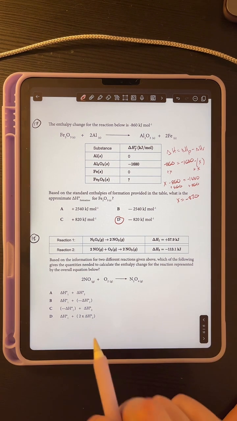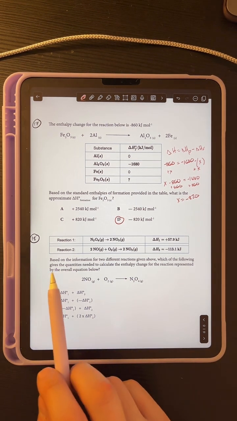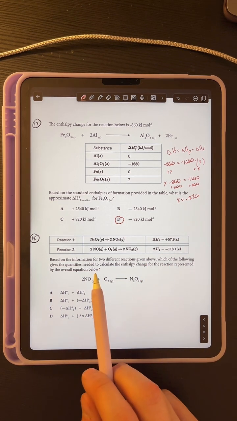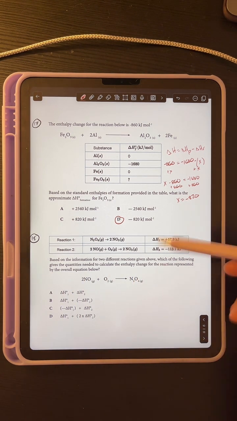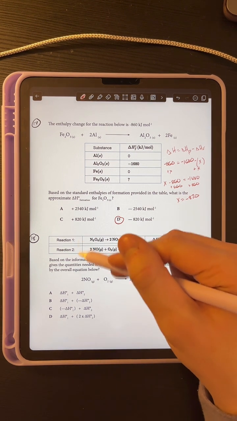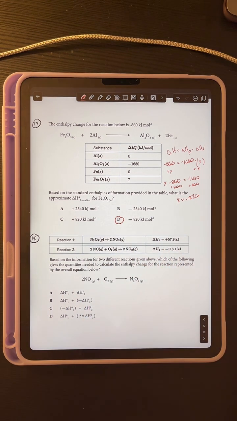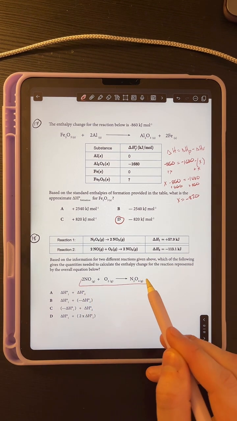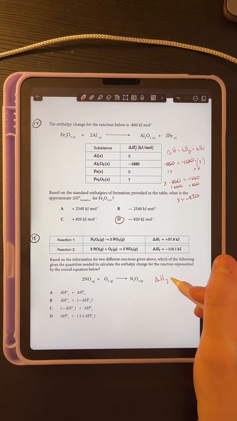It's so fun. Okay, we're on to 18. We got 3 more multiple choice, and then we'll get to some free response. Based on the information for 2 different reactions given above, which of the following gives the quantities needed to calculate the enthalpy change for the reaction represented by the overall equation below? This is all Hess's law, right? We're going to take our 2 reactions that were given and manipulate them. We're either going to flip them around or multiply by a value, whatever it may be, and we want to end up with this overall reaction here. And then we want to figure out the delta H, so essentially delta H3.